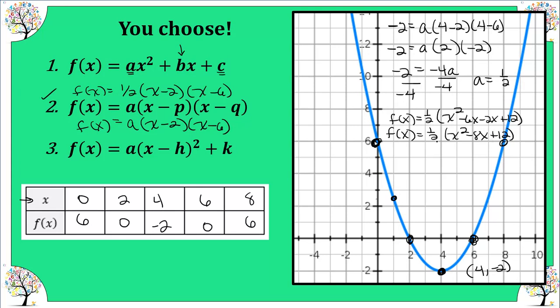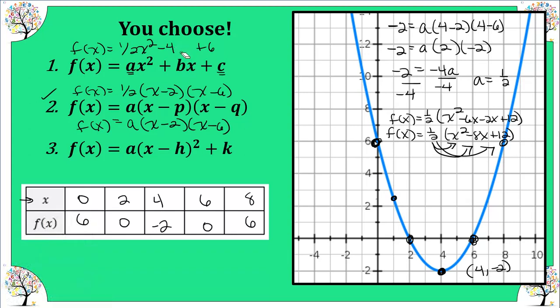And now we're going to distribute the 1/2. So we have f of X equals 1/2 X squared minus 4X plus 6.